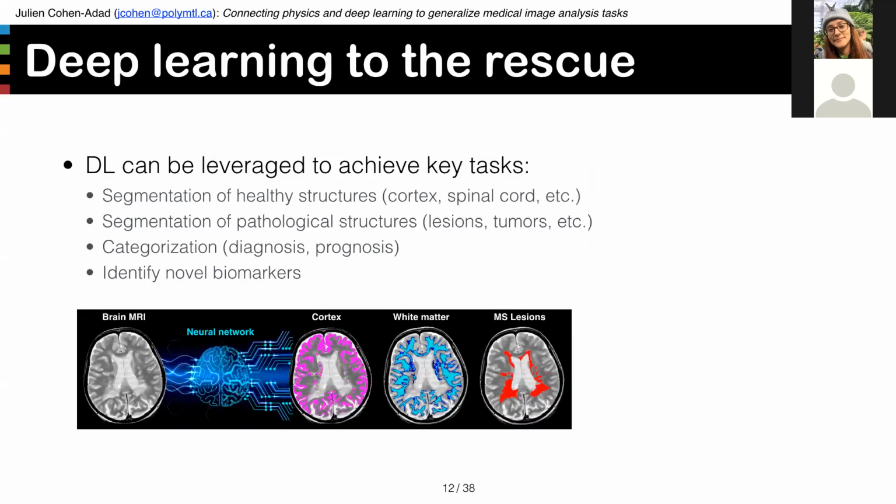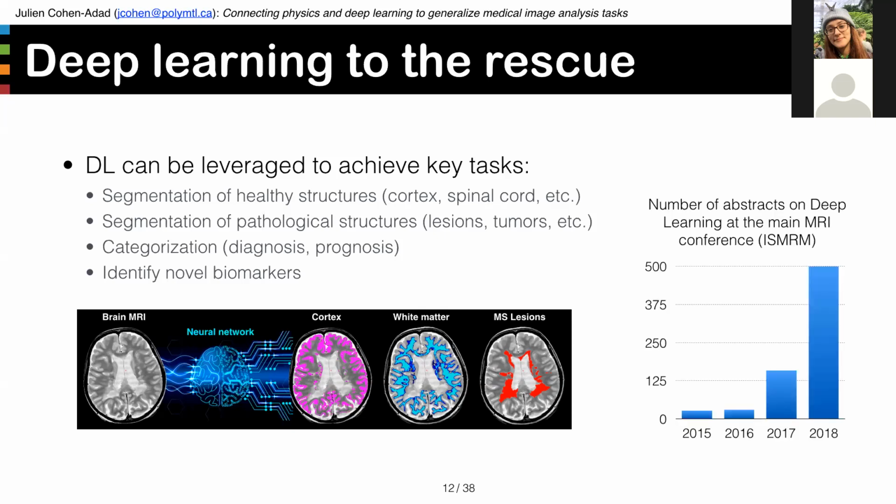Well, deep learning can come to the rescue. It can be leveraged to achieve some key tasks, including segmentation of healthy structures as well as pathological structures, and categorization tasks for the purpose of diagnosis, for example. In fact, deep learning is taking on very rapidly in the medical imaging community. As an illustration, the main MRI conference has seen an exponential increase in abstract submissions for the past couple of years.